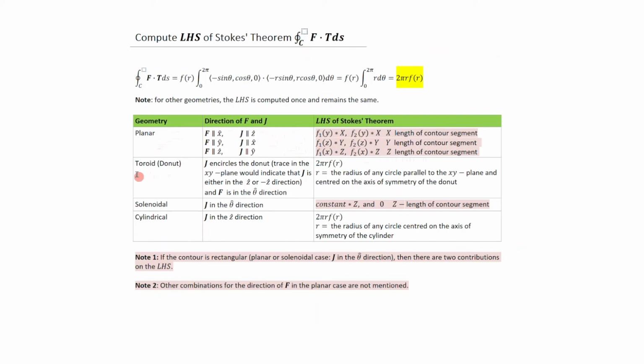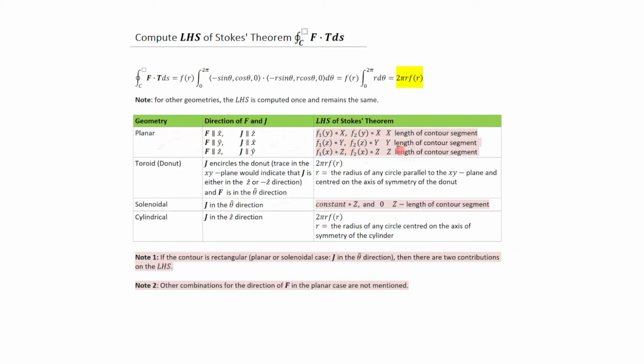Another example would be the toroid, which is just a donut. In this case, the current flux density encircles the donut. So a trace in the xy plane would indicate that the current flux density J is either in the z hat or minus z hat direction. So effectively what you have is the wires poking into the page or poking out of the page. And F, again, according to the right-hand rule in this case, is going to be in the theta hat direction.